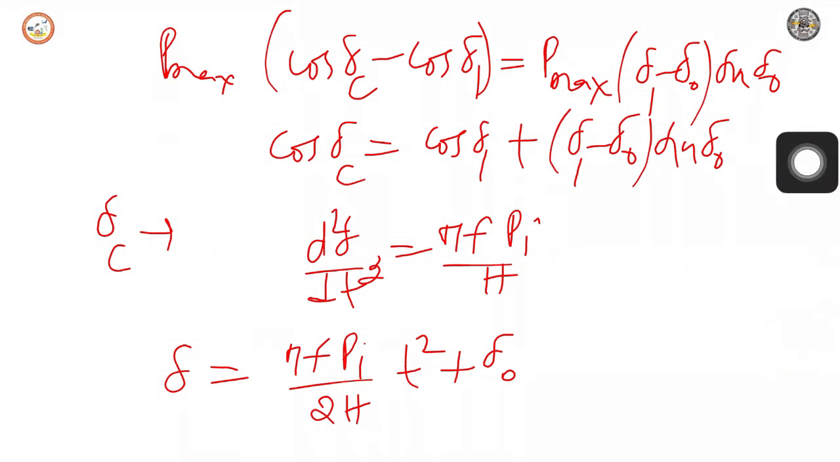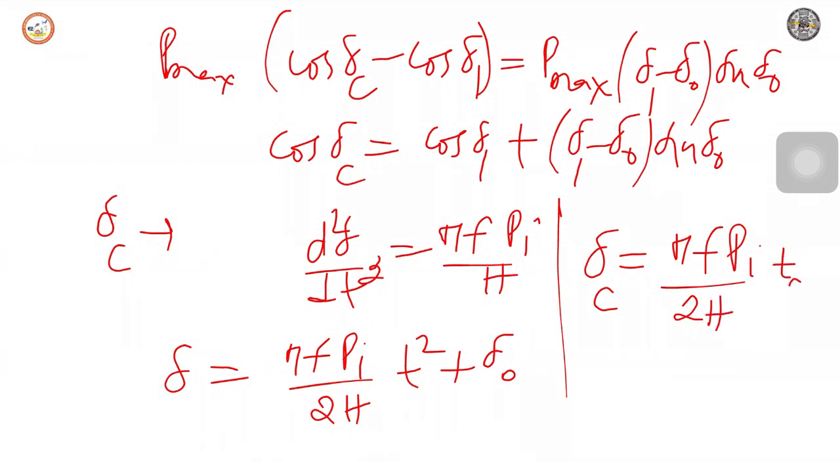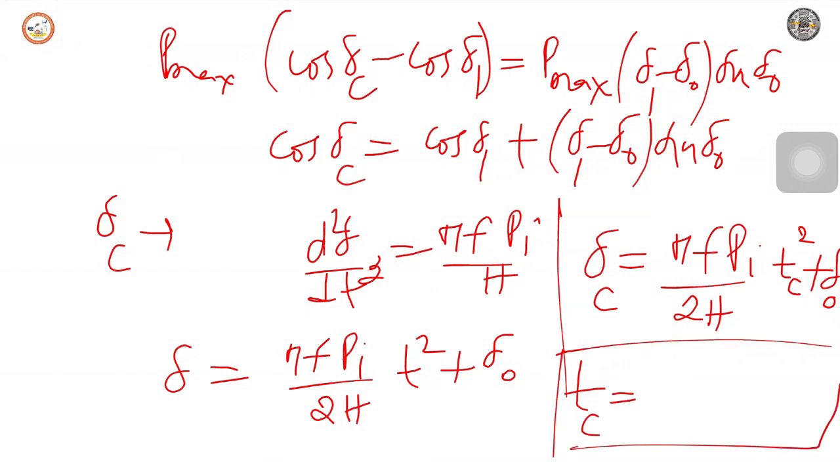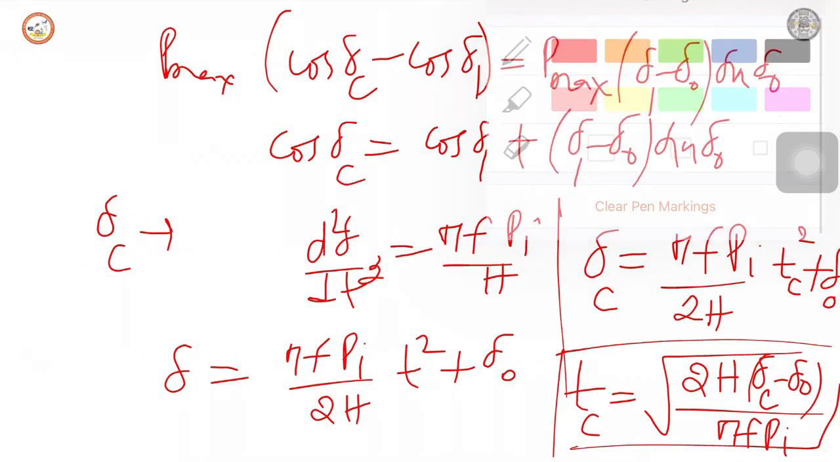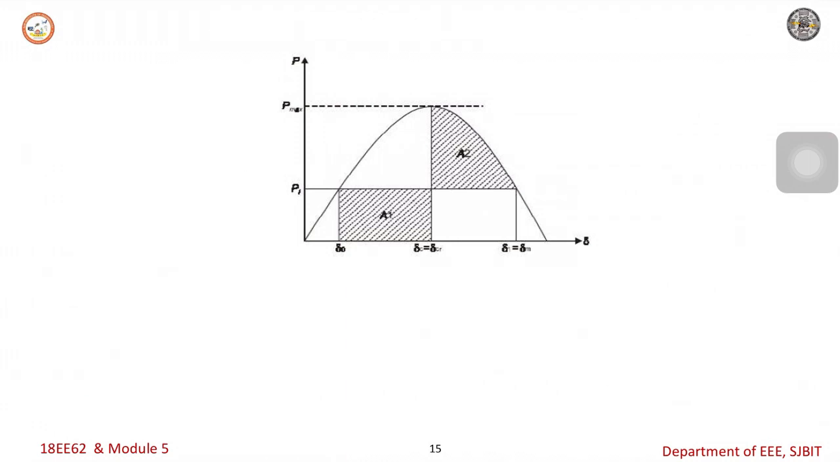With this, we can write delta C is equal to pi f Pm over 2H Tc square plus delta naught. So, the critical clearing time is given by the square root of 2H (delta C minus delta naught) divided by pi f Pm. This is the expression for critical clearing time. The power angle curve is the electrical power output versus delta. If these two areas, area 1 and area 2, are equal, then d delta over dt is 0, and we can get the stable condition.